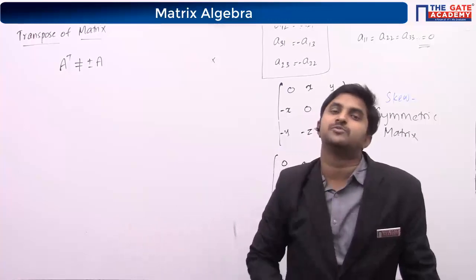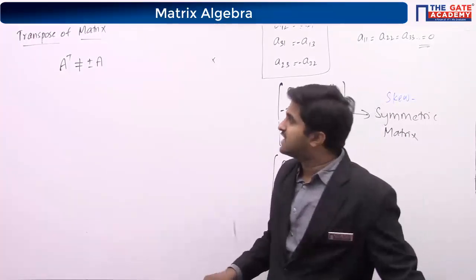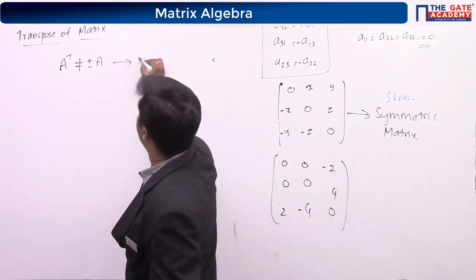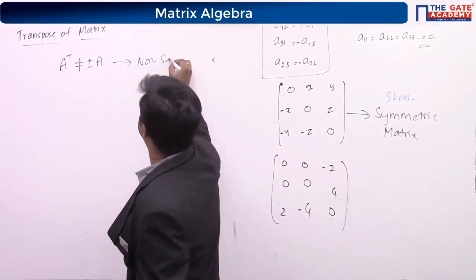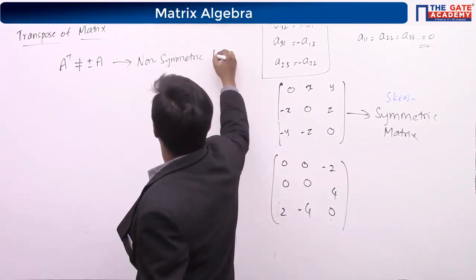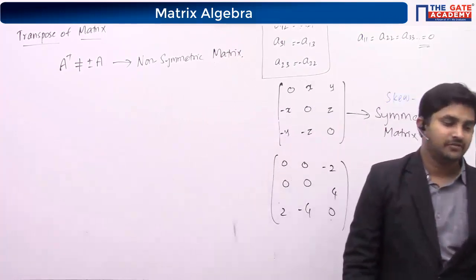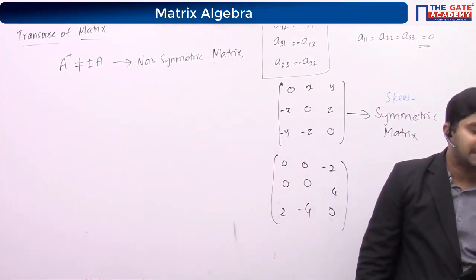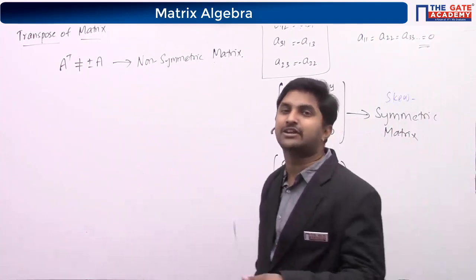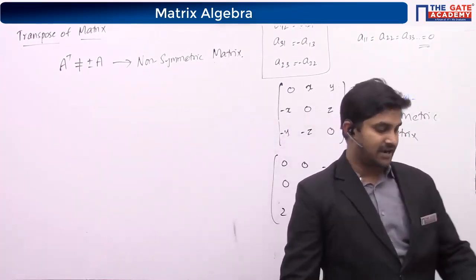It is also possible to have matrices which do not satisfy either of these conditions. In such a case, we call it a non-symmetric matrix. A matrix which is neither symmetric nor skew symmetric is what we call a non-symmetric matrix.